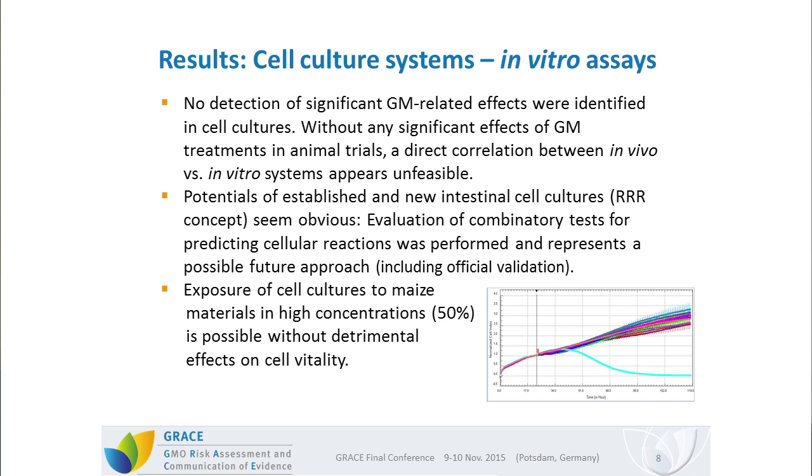Potentials to establish this and other new cell culture systems are obvious. And the evaluation of the combinatory tests, which may be additional test systems for these approaches, may be worked out in the future. Exposure, and this is our main interesting result: exposure of up to 50% of flour or maize material or plant material can be applied without detrimental effects on these cell cultures.